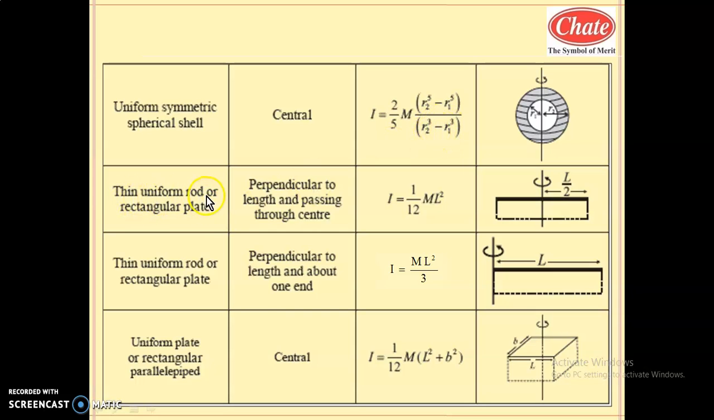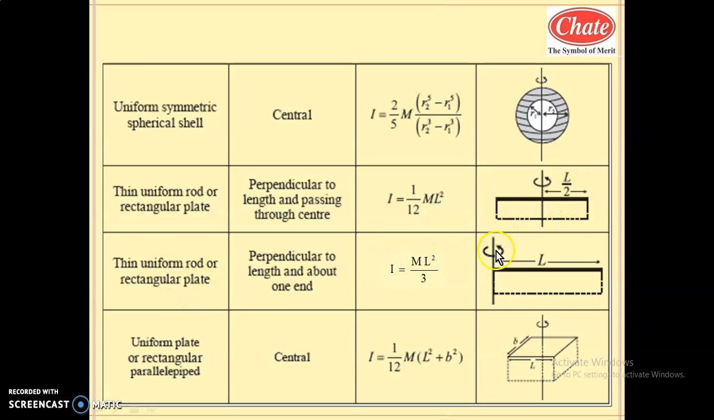Now for a thin uniform rod or a rectangular plate, the axis is perpendicular to the length and passing through the center. So for a thin rod, about an axis that passes through the center and is perpendicular to its length, the moment of inertia is ML square by 12. So this axis is passing through a distance L by 2 from one end. The total length of the rod is L, so the half length is L by 2.